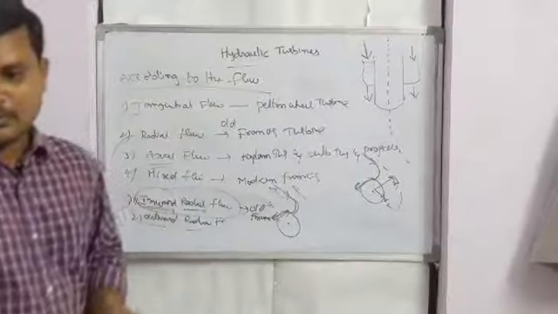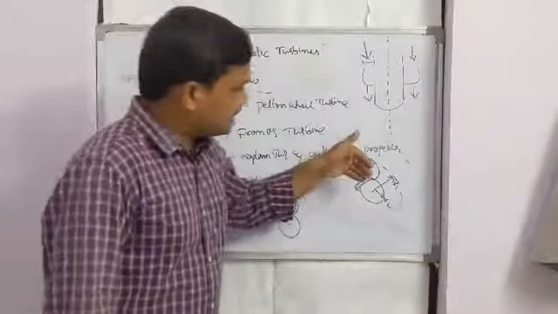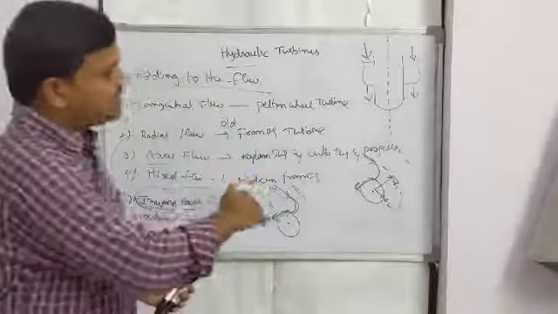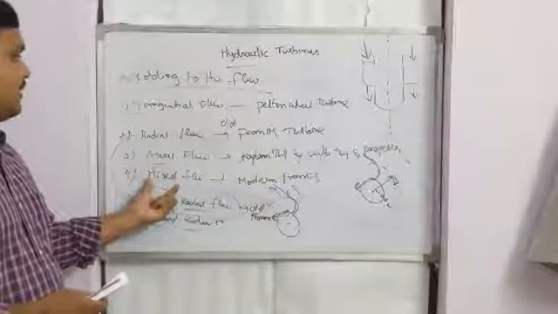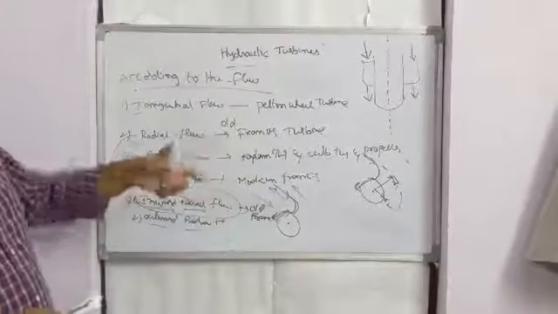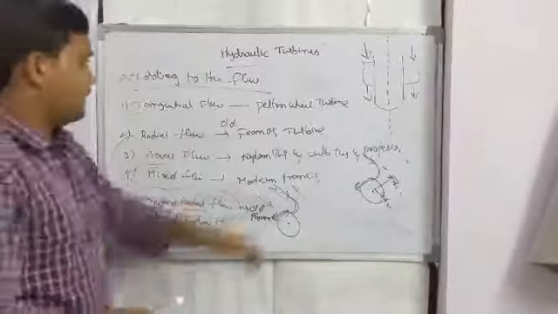This means the inlet to the turbine wheel is one type of flow, and leaving from the turbine wheel is another type of flow. That is called mixed flow. Both inlet flow and outlet flow are in different directions. So the example is the modern Francis.